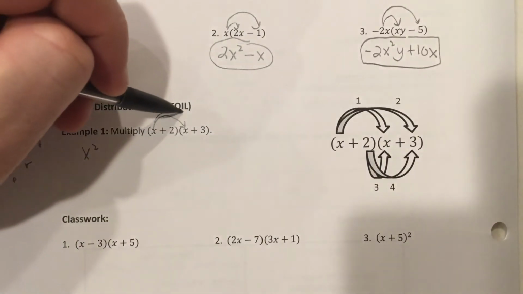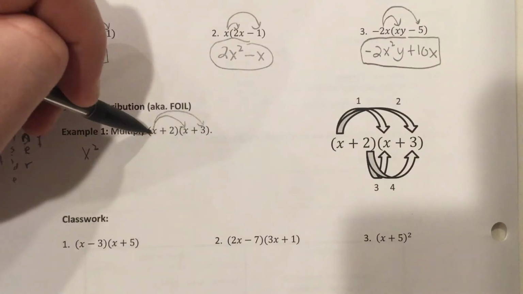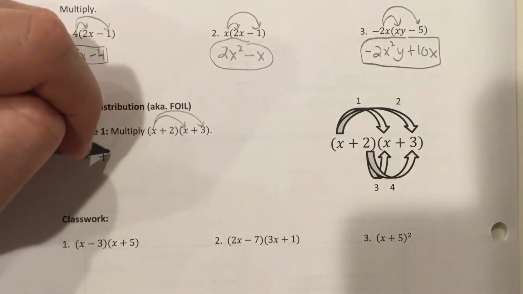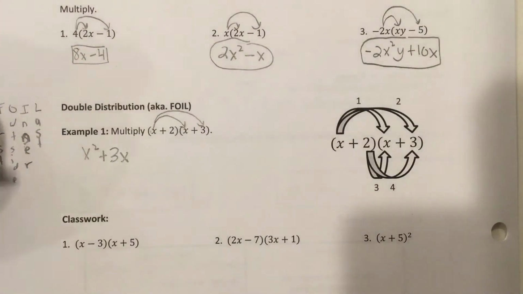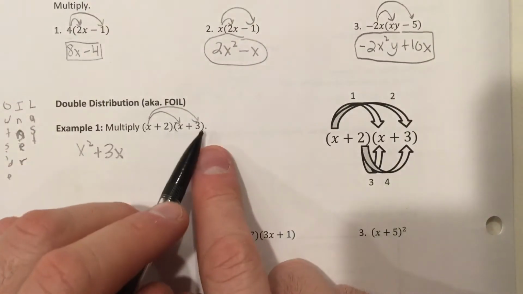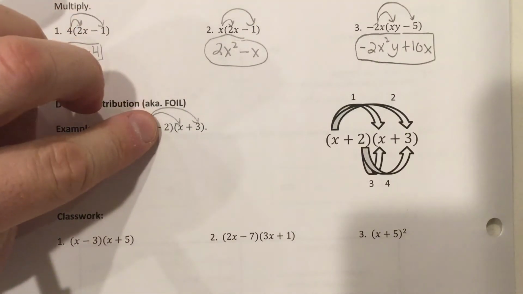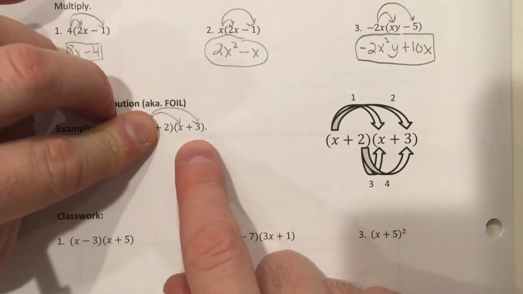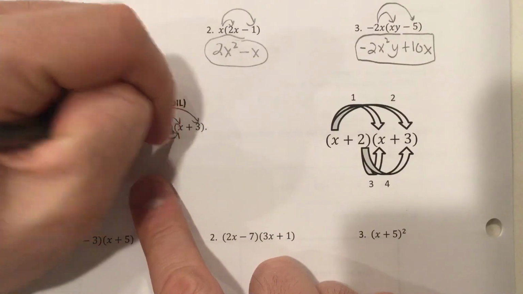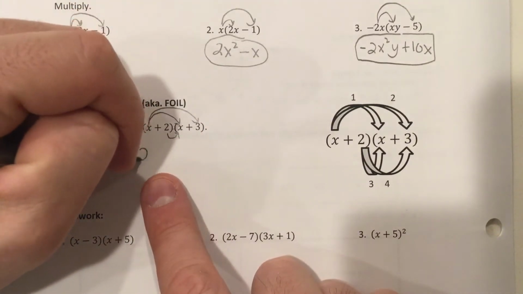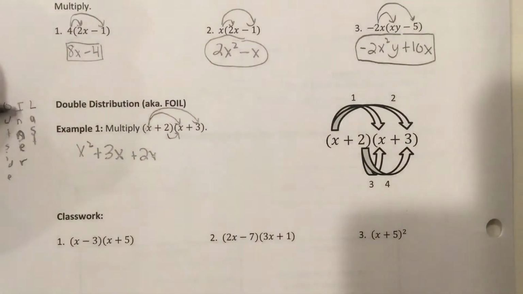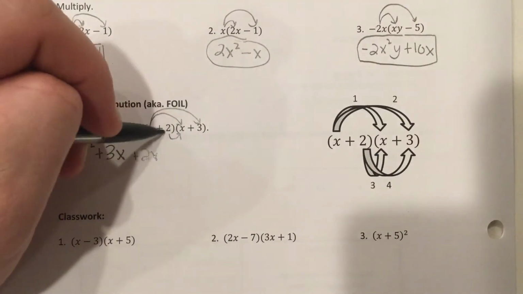Then I have to continue my distribution. So I take x times the 3. X times 3 is 3x. That's where the outside comes into play. Those are the outside 2 terms. Then I cover up my x, and notice I have a 2 that I'd have to take to each of my 2 terms. So 2 times x is 2x. And again, that's where the I comes into play. Those are the inner 2 terms, the inside ones.